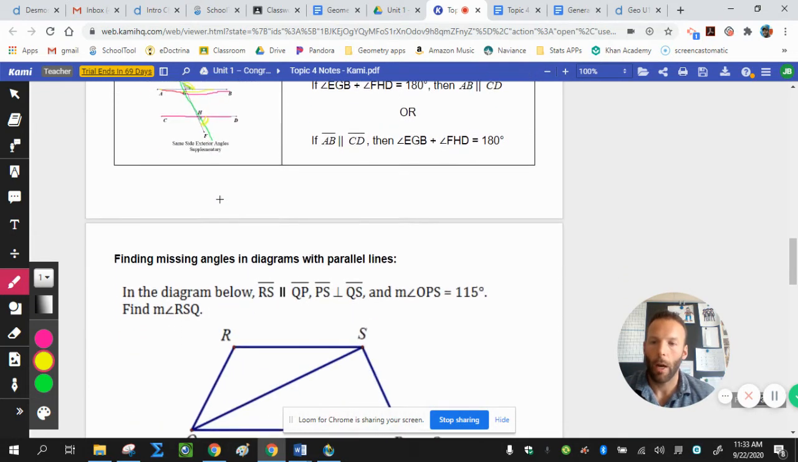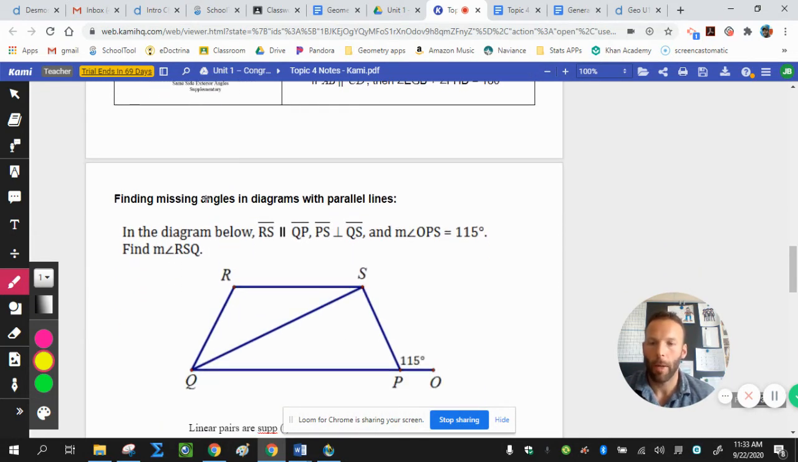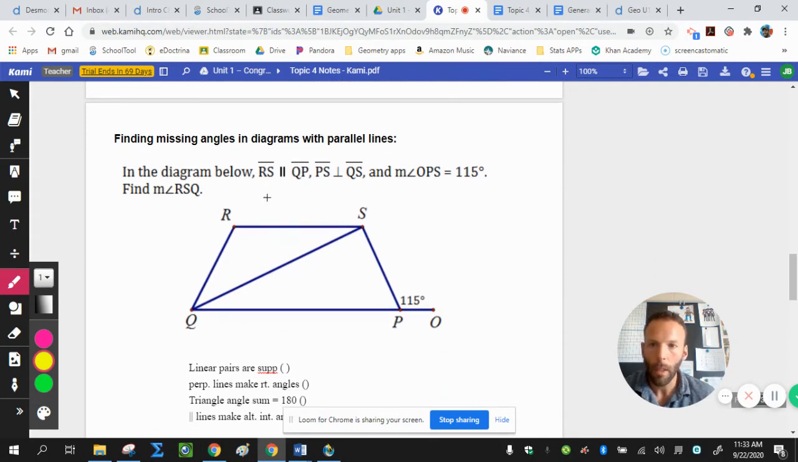Now let's look at how I can use lines that are parallel to help me find missing angles in a diagram. In this diagram, we are told, let me use the pink, that segment RS is parallel to segment QP. So I'm going to mark that on my picture. Here's segment RS, here's segment QP. Those segments are parallel. I identify that with the arrow.